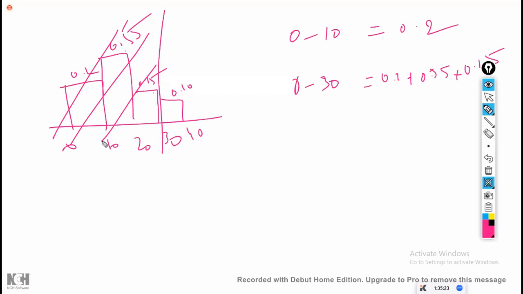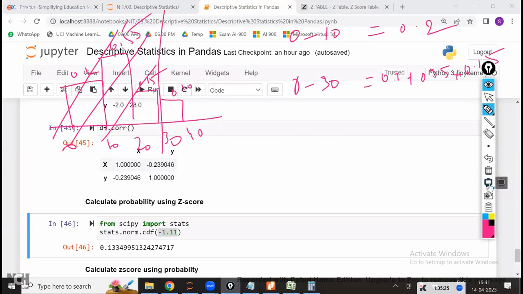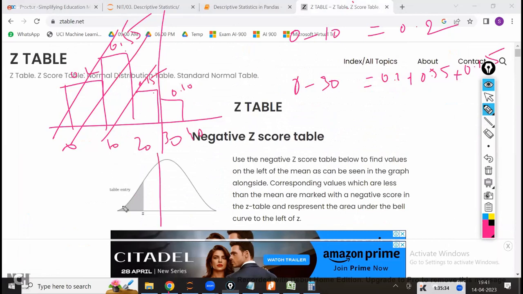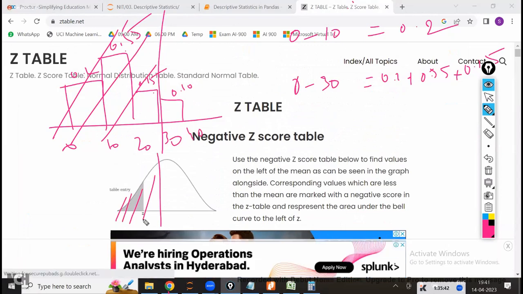So you are calculating in the Z table, for a certain distance, from here up to here. You are calculating all these things, combining every probability up to that point. Whatever the probabilities are there, you are combining everything. For example, I'm calculating the Z score of this one. Assume that this is 2.2.